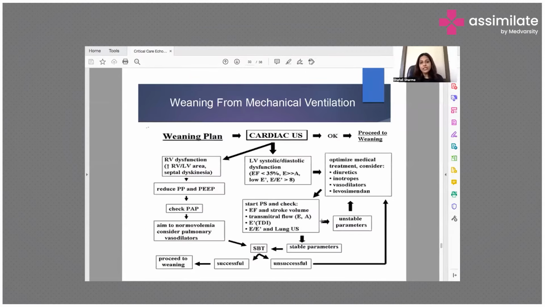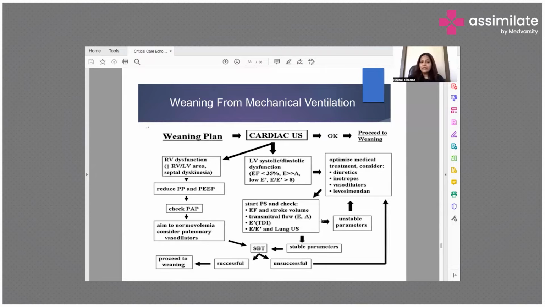Weaning from mechanical ventilation with the use of 2D echo, the plan can be modified. So if you do a cardiac ultrasound, that is the 2D echo, and you find that everything is okay, you can proceed for the weaning.